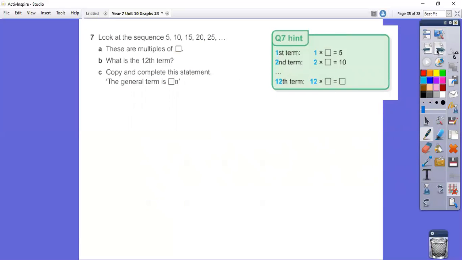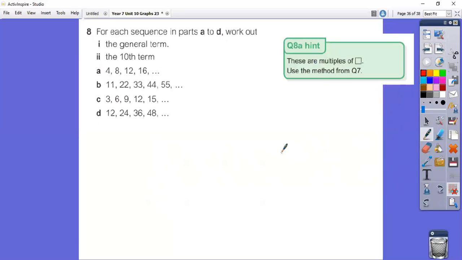Okay. Moving on to question 8. For each sequence in parts A to D, work out the general term. So remember, general term is the nth term. The rule. And then once you've worked out the general term, you can work out what will be at position number 10.